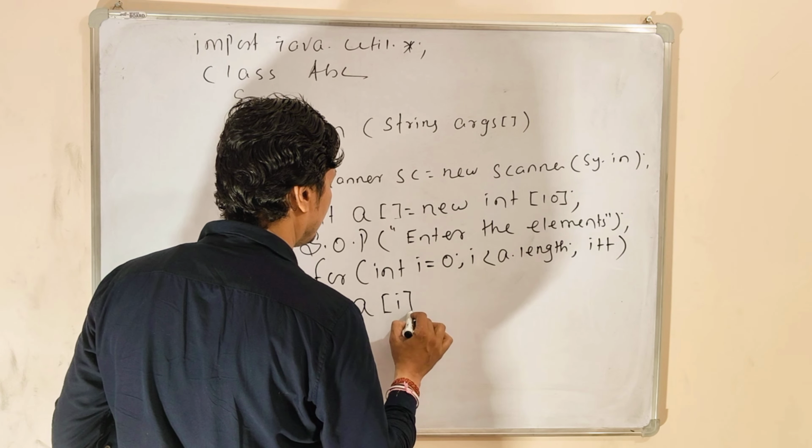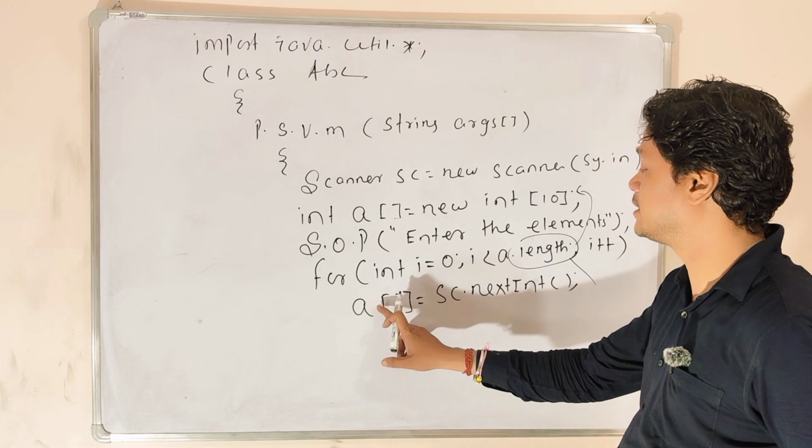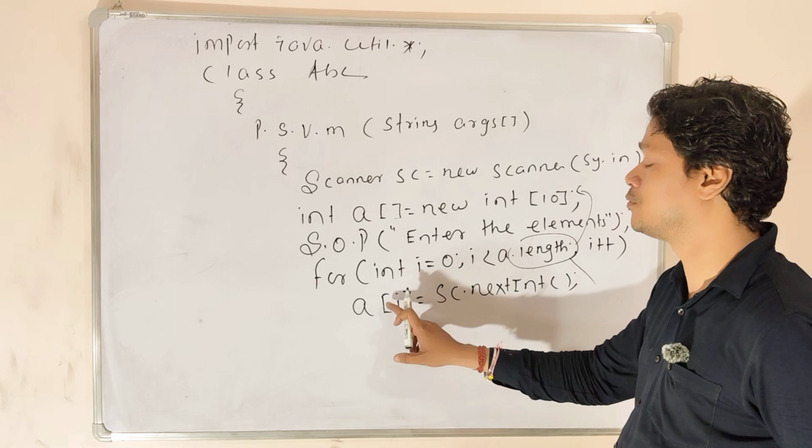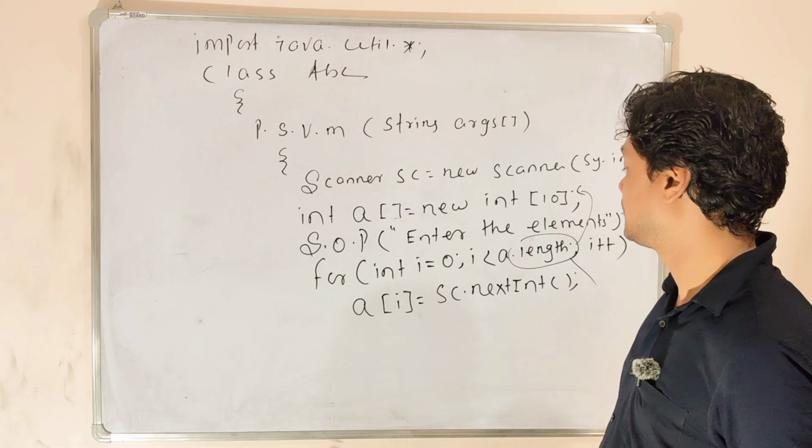What is this length? It's not a method, it's a statement, and this statement determines the length of the array. Now the length of the array is 10, and less than 10 means 9. This loop will be repeated starting from 0 to 9. That means A[0], A[1], A[2] up to A[9].